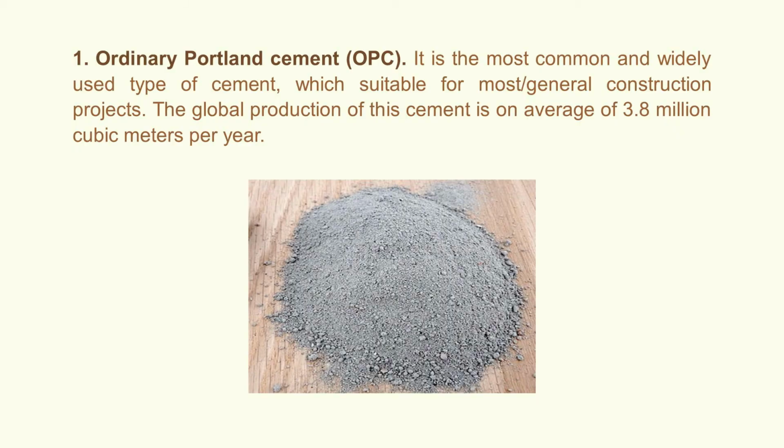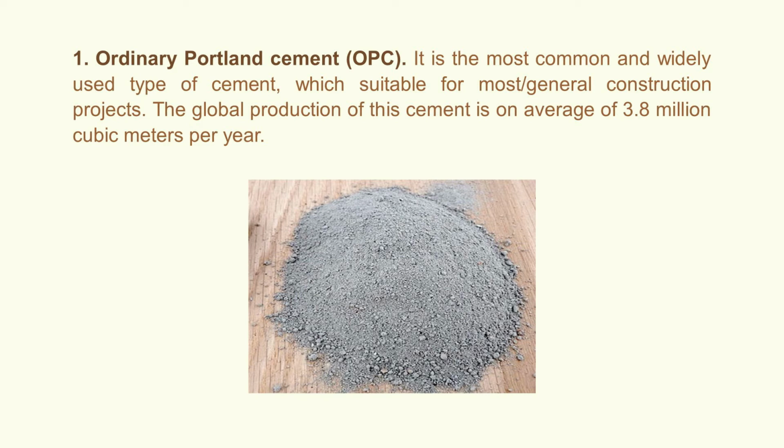So, first ay ang Ordinary Portland Cement or OPC. It is the most common and widely used type of cement, which is suitable for most general construction projects. The global production of this cement is on average 3.8 million cubic meters per year.